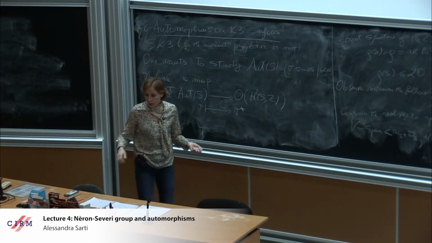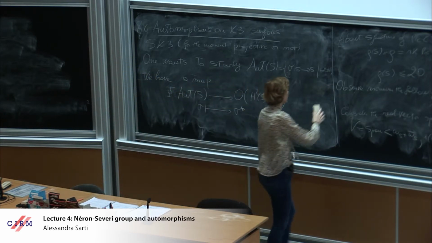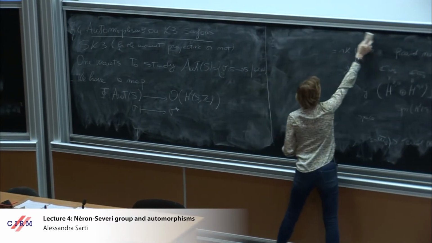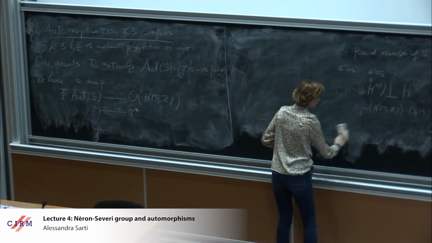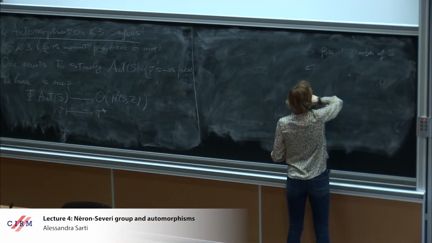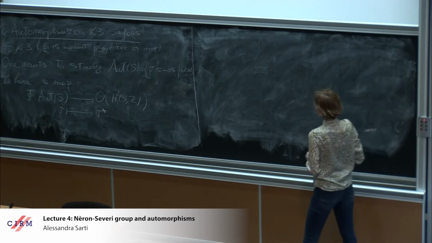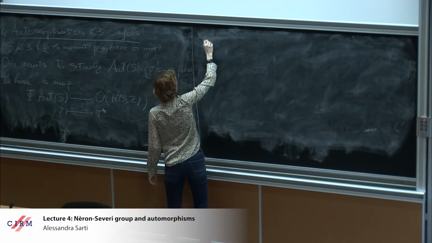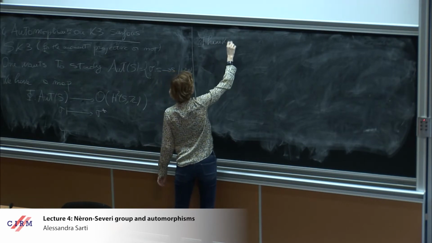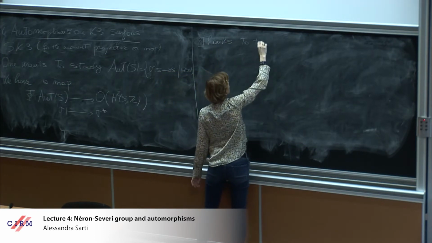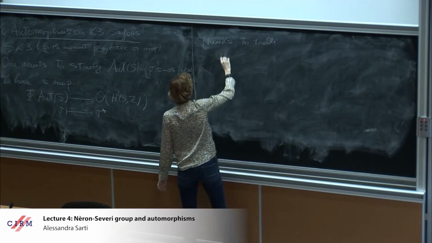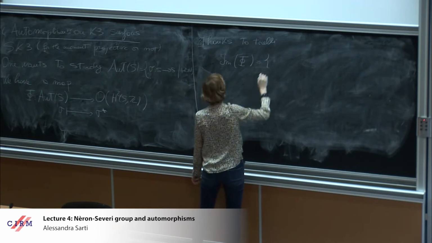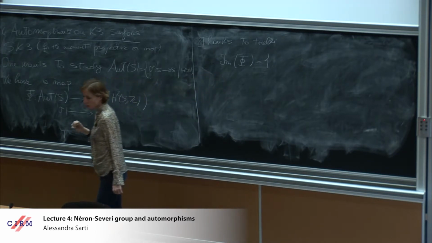Then, thanks to Torelli, we can describe the image of Phi. The image of Phi are the effective Hodge isometries.